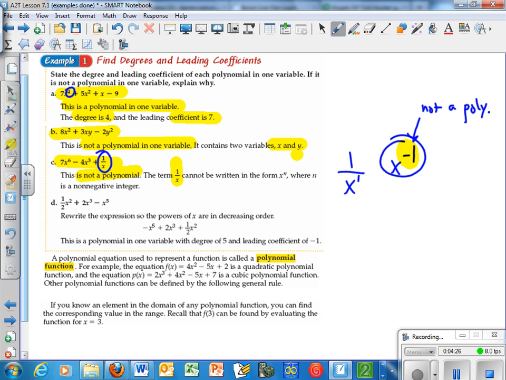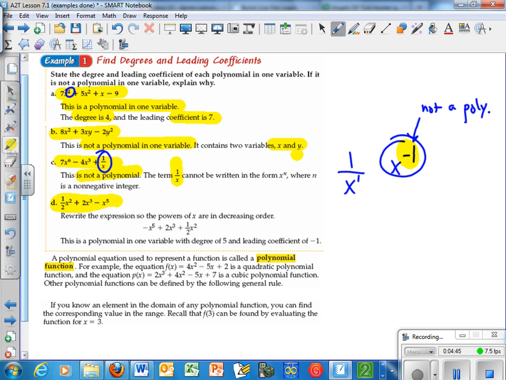So if you have any x to a power in a denominator, on the bottom of a fraction of any term, it's not a polynomial. Okay, if you look at the next one, is this a polynomial? We got 1/2 x squared, and it's okay to have coefficients that are fractions. We just can't have an x down in the denominator.